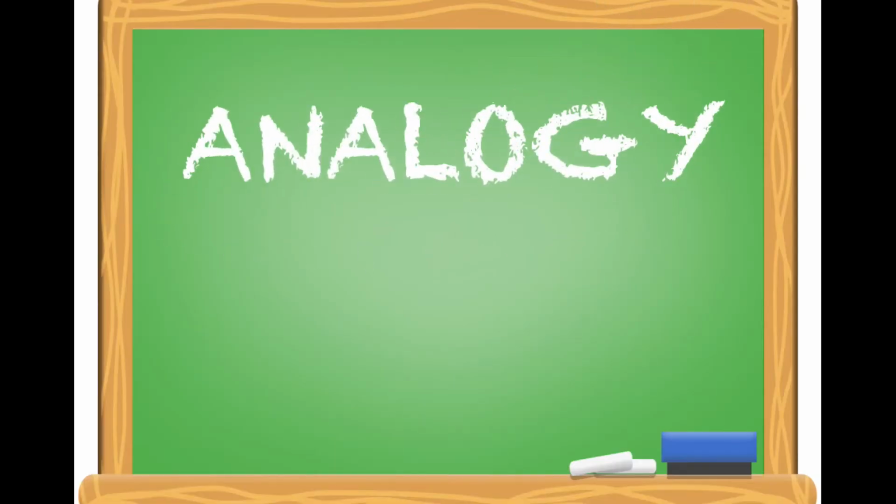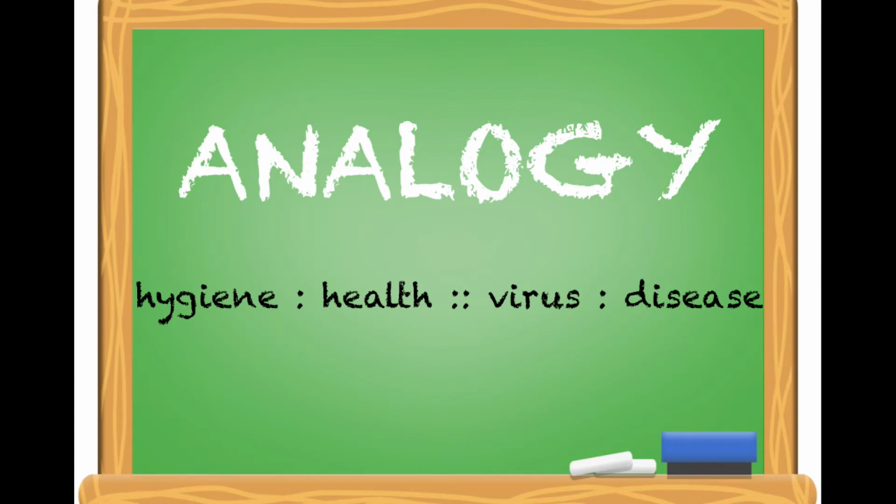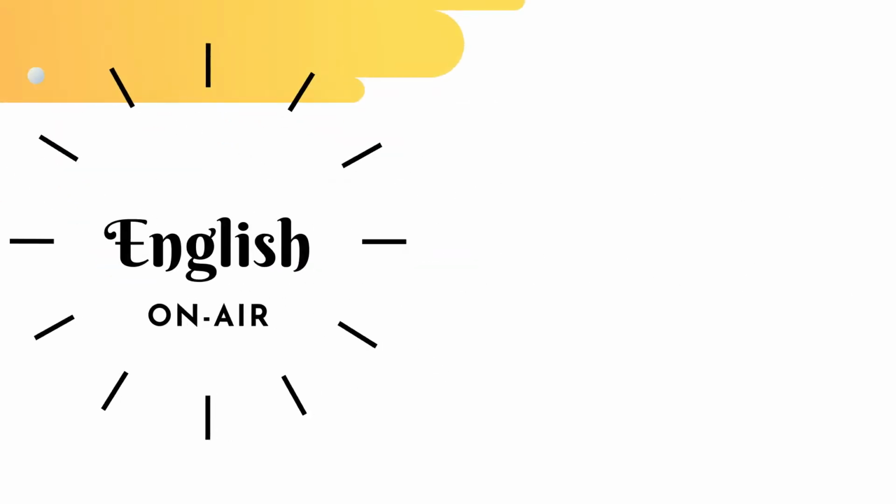The previous examples show an analogy. It is the comparison of words or expressions based on a specified relationship. These pairs can be objects, people, events, or concepts. This is how an analogy is written. The colon is read as is to, while the double colon is as. So, this is hygiene is to health as virus is to disease.